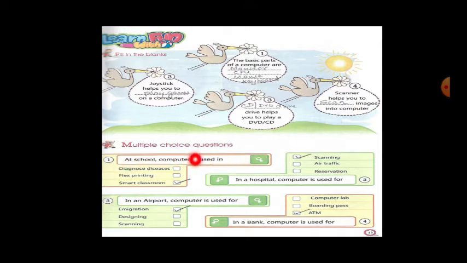Next is multiple choice question. At the school, computer is used in diagnosing diseases, flex printing, smart classroom. Obviously it is smart classroom. Next, in hospital, computer is used for scanning, air traffic and reservation. It is used for scanning. In airport, computer is used for immigration, designing or scanning. It is used for the immigration. In bank, computer is used for computer lab, boarding pass or ATM. It is used for the ATM.